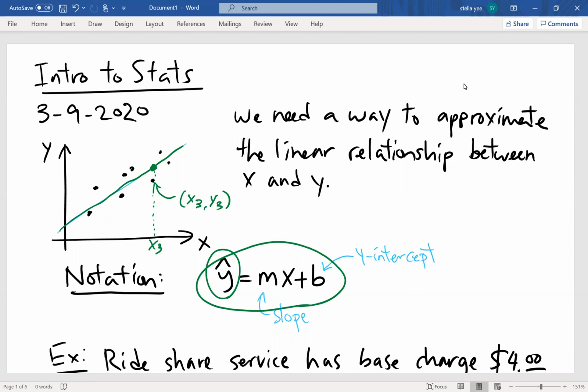For the formula for the line, we're going to use the form mx plus b, where m is the slope of the line, that's the rise over run, or how steep that line is. And b is the y-intercept. That's if you follow along the line to the y-axis, that's where it crosses the y-axis. Okay, so hopefully this is familiar to you. Let's do a small example.